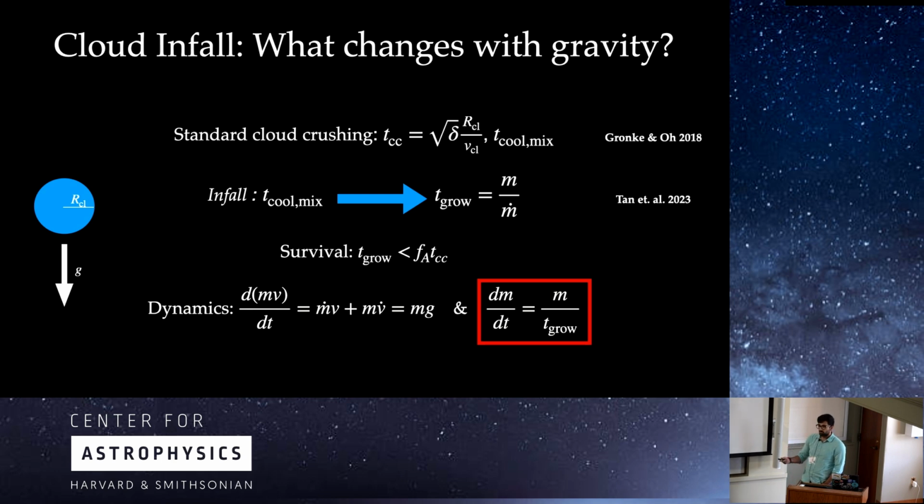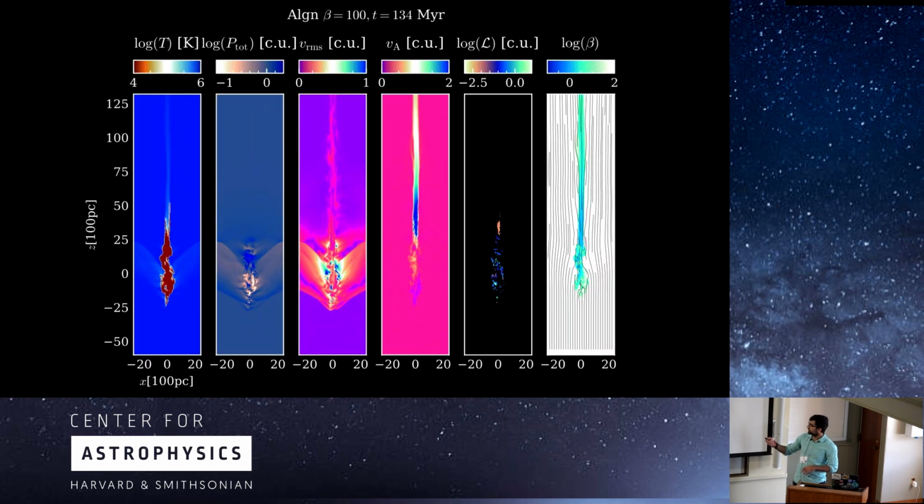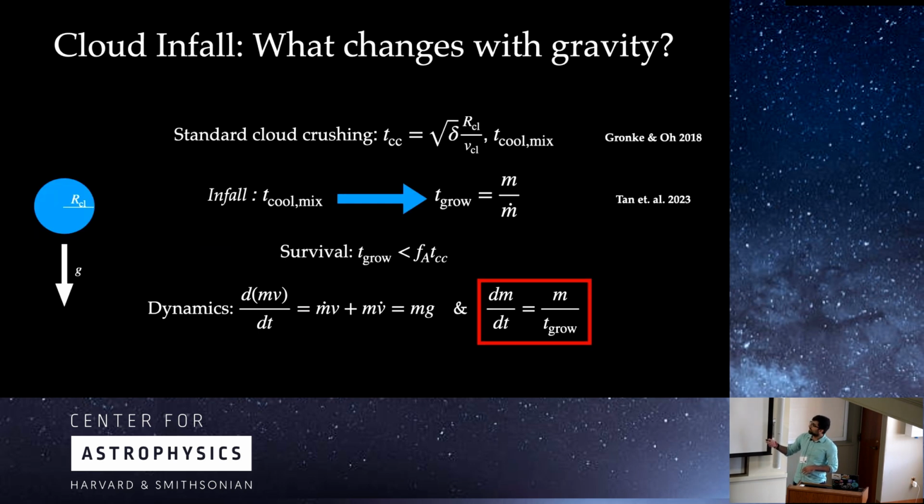So a basic overview of what cloud crushing means. These simulations have been done for the past 30 years, and it's basically just a cold cloud embedded in a hot wind. You're trying to see what makes the cloud survive and what destroys it. The broad consensus is that there's a competition between two time scales. One is the cloud crushing time, and one is the cooling time of the mixed gas between the cold cloud interface and the hot background. If your T-cool mix is shorter, then the cloud generally survives. If it's longer, then it's going to get destroyed.